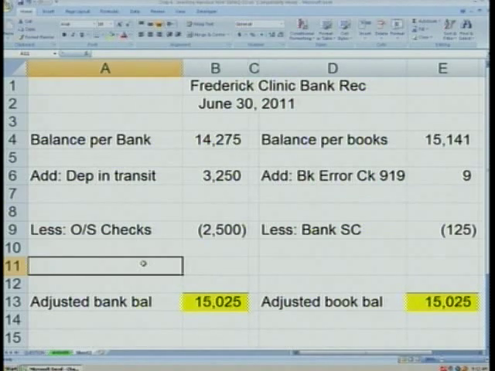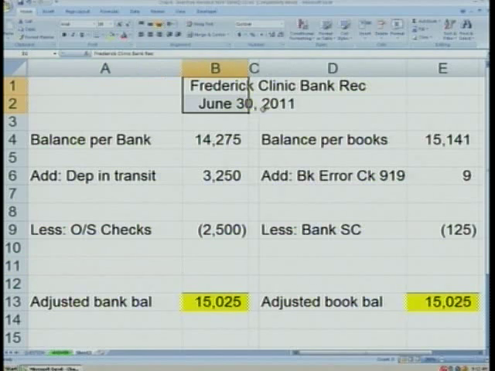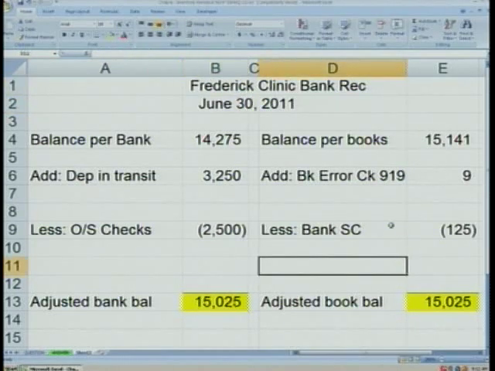Might have taken longer to go through that than I needed to, but I at least wanted to have you see the process of how this works. You start with the balance per bank, the balance per books. You go through the reconciling items, okay? And again, you should head this up, so that if an accountant comes in and says, can I see your bank reconciliation? You just print it off this sheet right here. Or better yet, you already have it printed off. Questions on that?